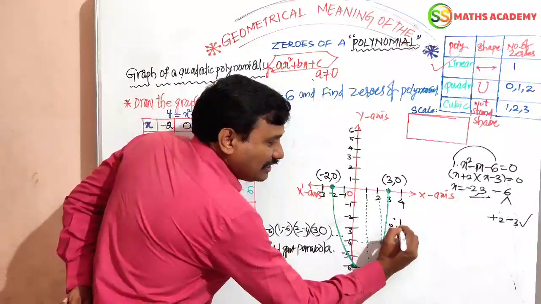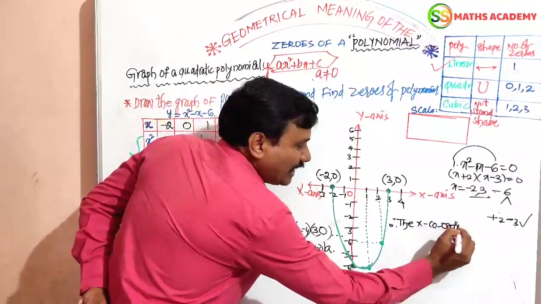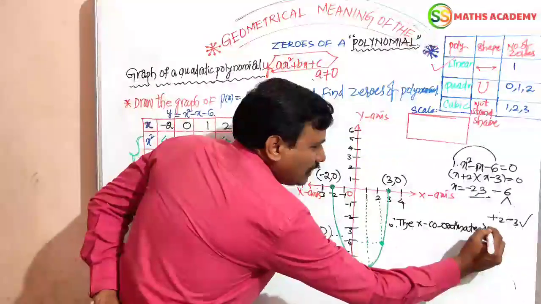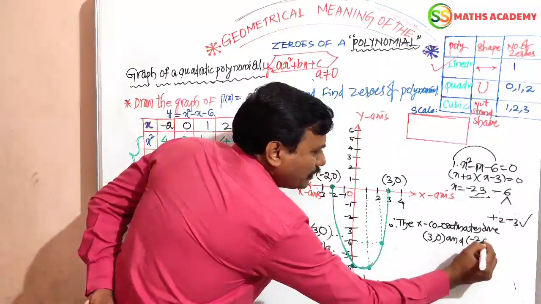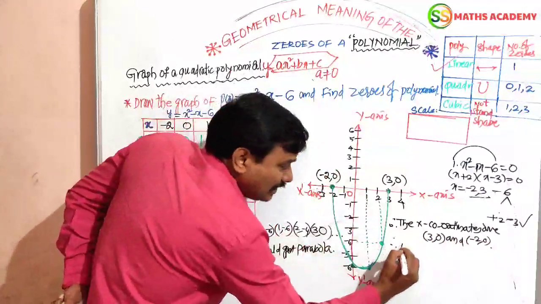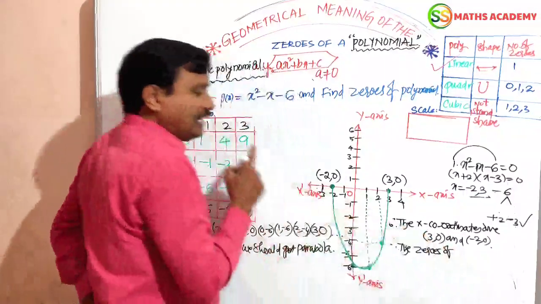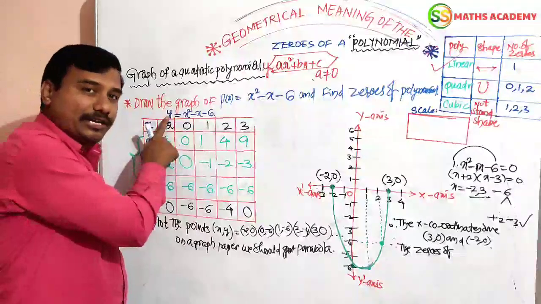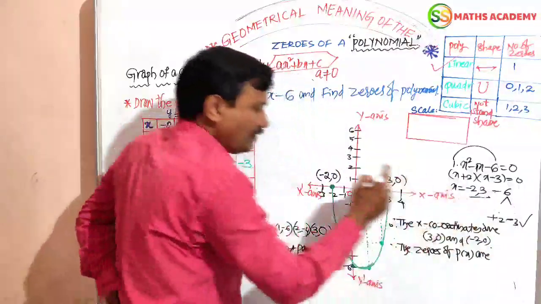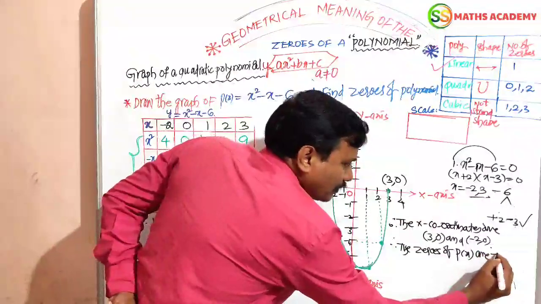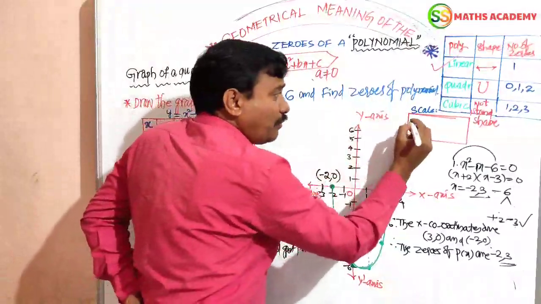Therefore your answer is, the points are 3, 0 and minus 2, 0. Finally we can say that the zeros of the given polynomial, we have taken y equals p of x, are minus 2, 3. Minus 2, 3. This is the solution.